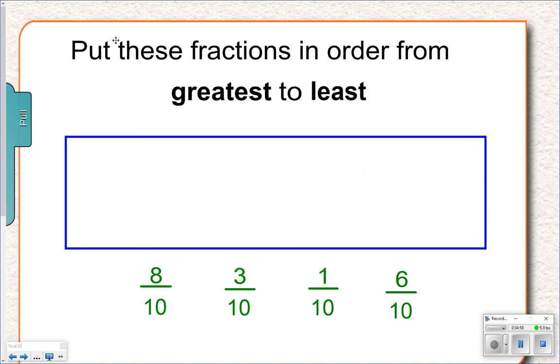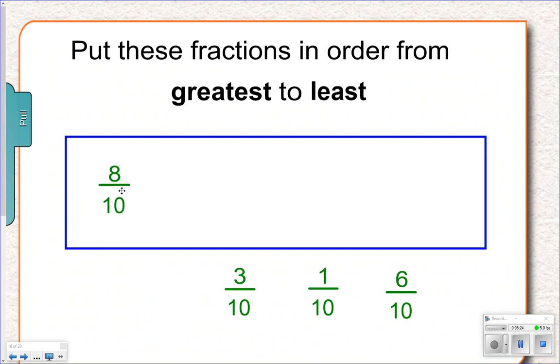Now the question: put these fractions in order from greatest to least. Be careful, from greatest to least. We will start with the greatest one. The same problem here. Are the down numbers the same? Yes, the down numbers are the same, so we will go to the big numerator. Which is the biggest numerator here: 1, 3, 6 or 8? Yes, 8 is the biggest.